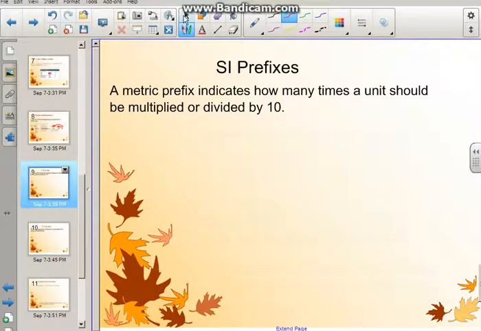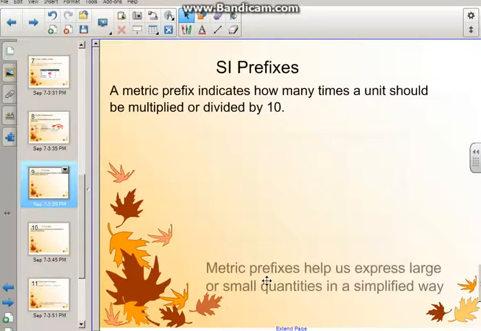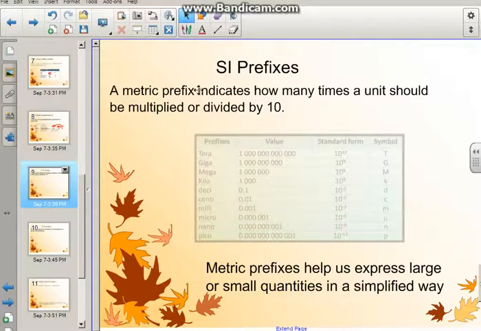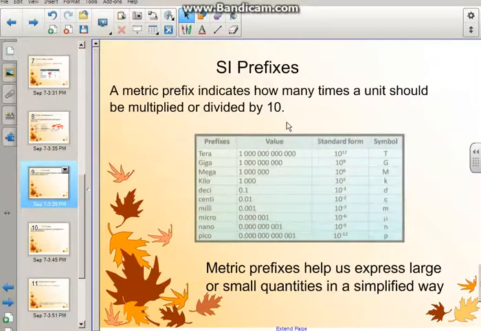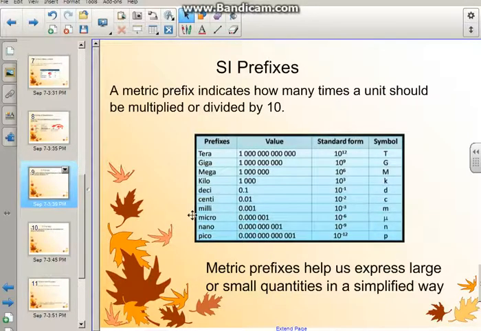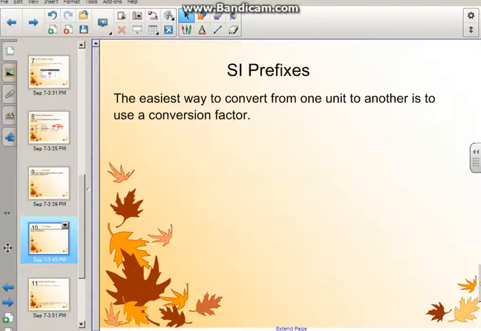Now, sometimes the units we use aren't really that convenient. And to help us express large or small quantities in a simplified way that's not scientific notation, we use prefixes. And a prefix indicates how many times a unit should be multiplied or divided by 10. You've probably heard of some of these: kilo, centi, milli, nano. You may have heard of a kilometer. A kilometer is 1,000 meters.